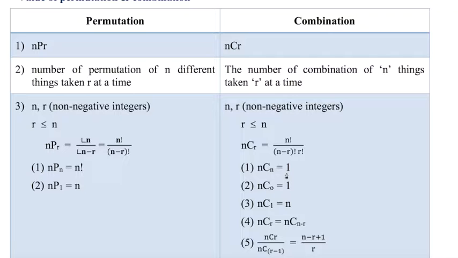What is nCn then? n factorial by 0 factorial n factorial, so 1. nC0 is n factorial by n factorial, that is 1. nC1 is n factorial by (n minus 1) factorial 1 factorial, that is n.